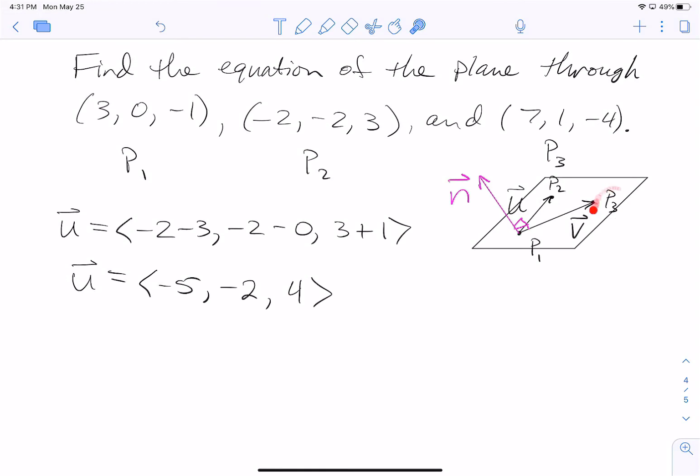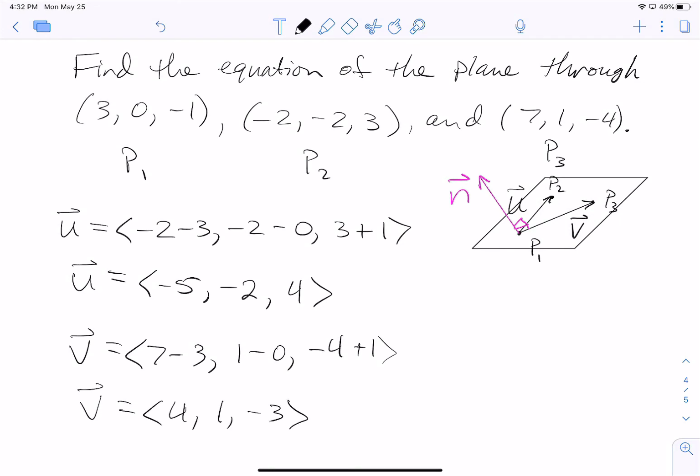Same thing for the vector V. We're going to use coordinates of P3 minus coordinates of P1. So V is going to be given by 7 minus 3, 1 minus 0, -4 plus 1. And so V becomes (4, 1, -3).